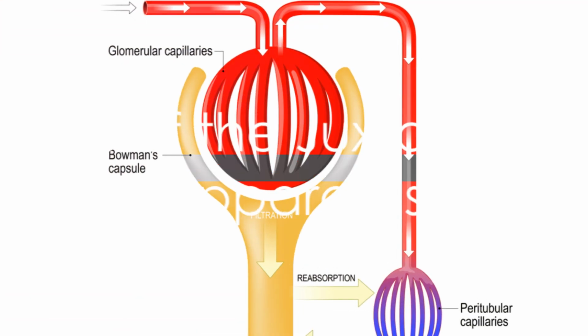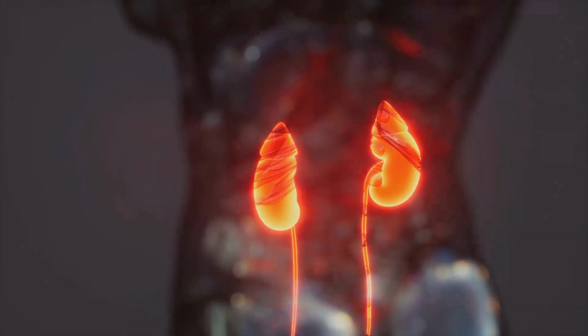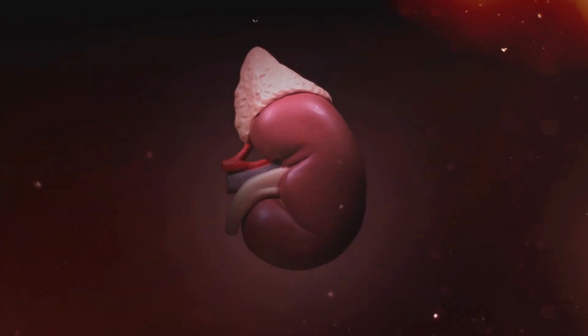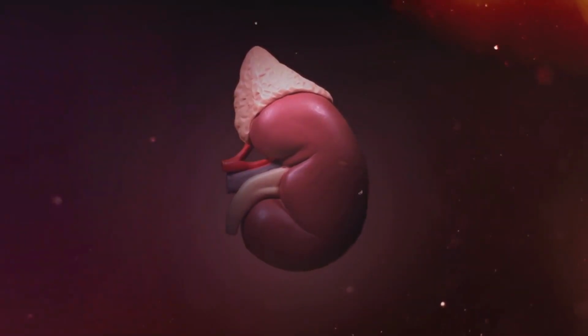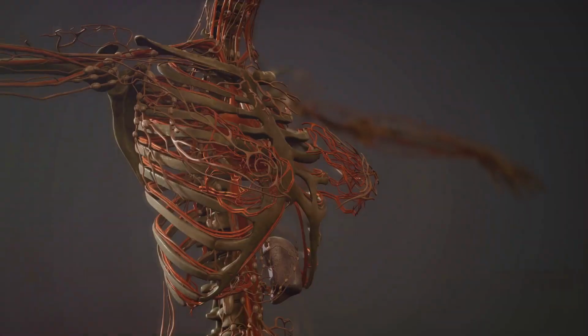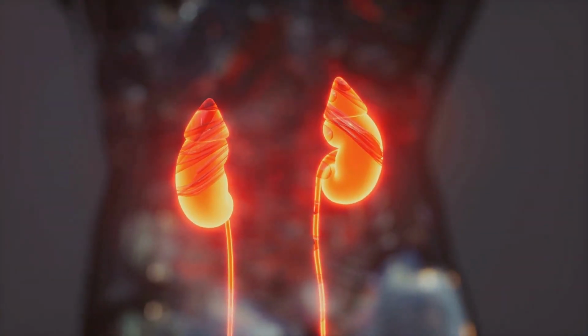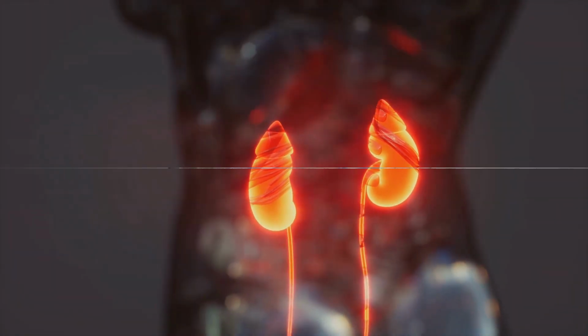The JGA has an array of functions. It secretes hormones like renin, releases other substances, and regulates both glomerular blood flow and the glomerular filtration rate. By controlling the diameter of the afferent arterioles, the JGA can dictate how much blood enters the glomerulus and consequently how much fluid is filtered into the nephron.